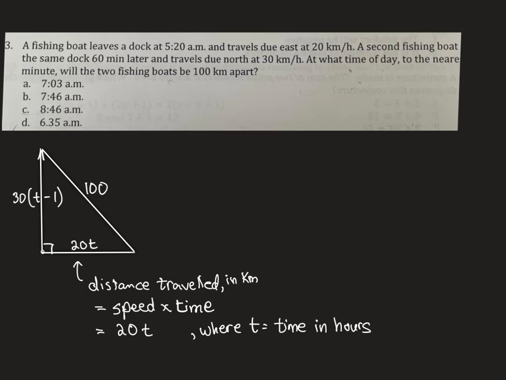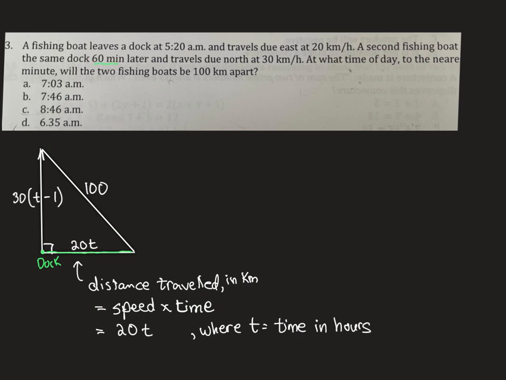Alrighty, let's take a look at this question. A fishing boat leaving a dock, here's our dock, at 5:20 a.m. travels due east at 20 kilometers per hour. That's this line here. A second fishing boat leaves the same dock 60 minutes later.